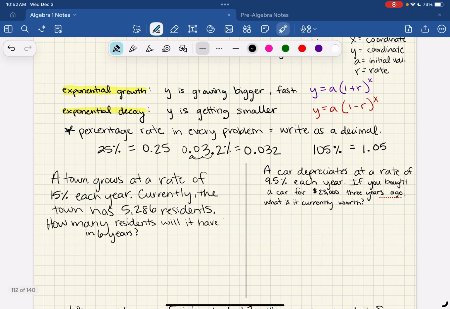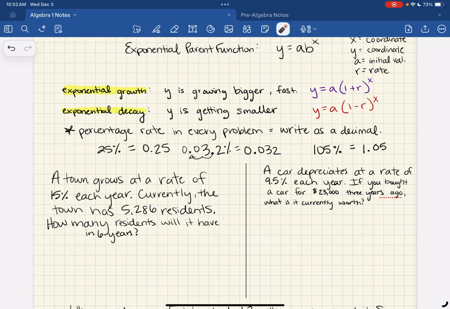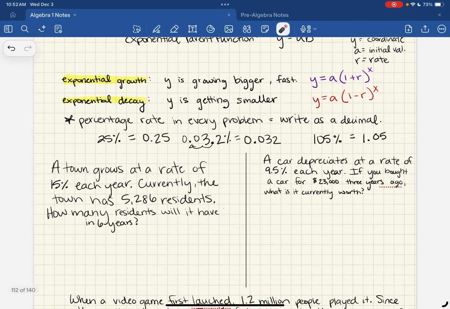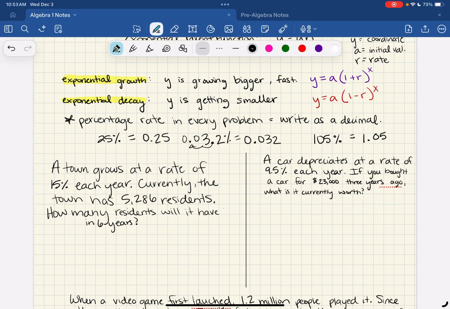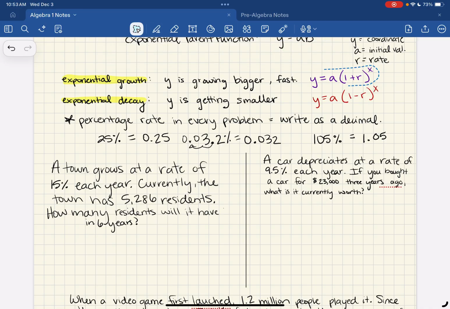All right, let's jump right into our lesson. So a town grows at a rate of 15% each year. Currently, the town has 5,286 residents. How many residents will it have in 6 years? Okay, so is this an exponential growth or an exponential decay function? Good, it's growth, so we're going to be using our growth equation. I'm going to copy and paste it right here to help me remember that that's the equation I'm going to use.